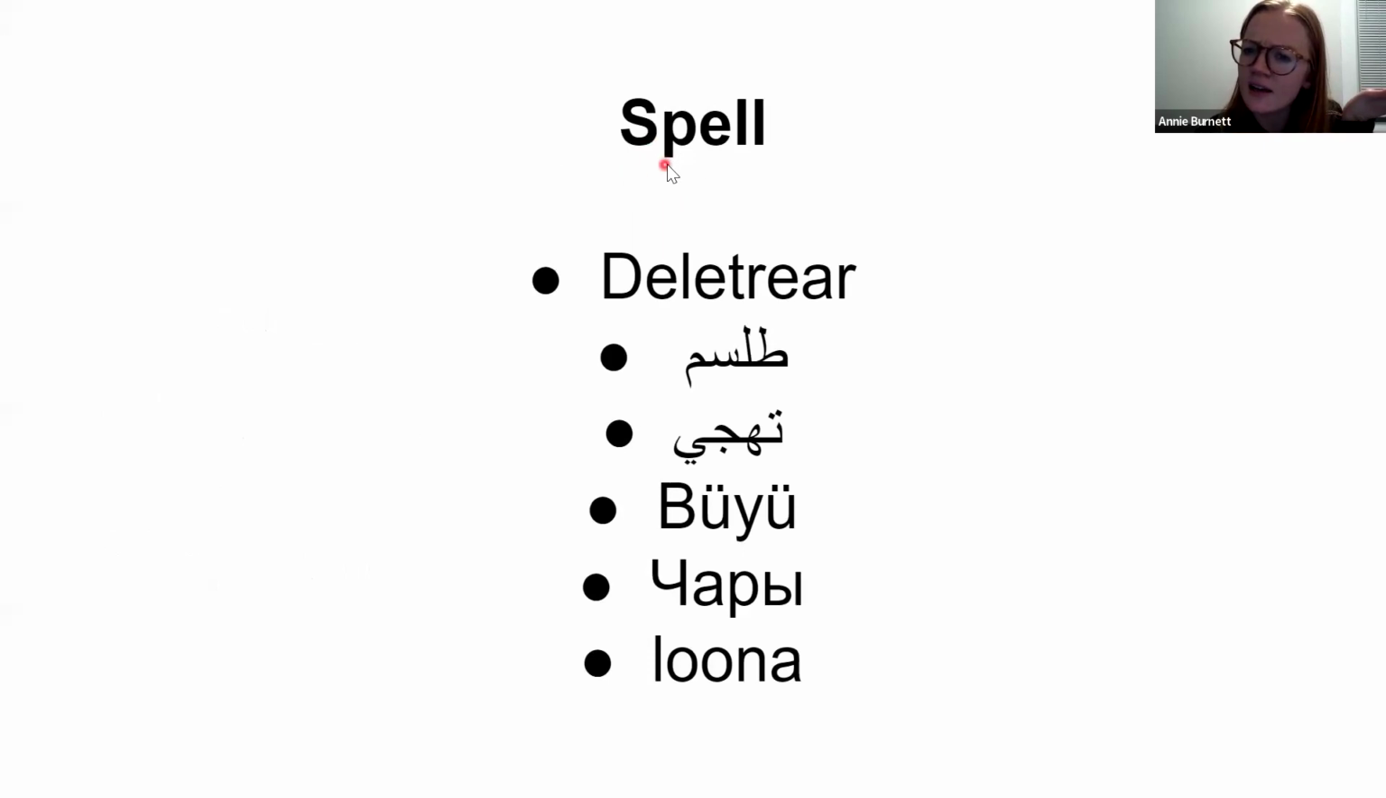What does this say? Spell. S, P, E, L, L. Spell. What is it? Spell. Here are the translations.